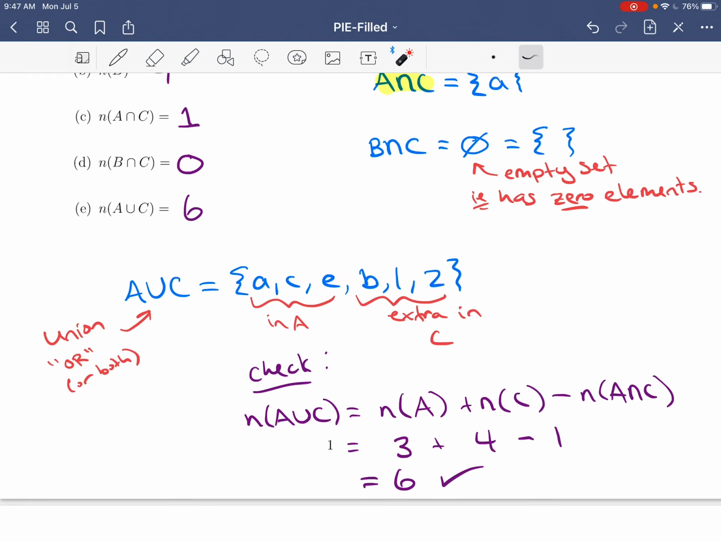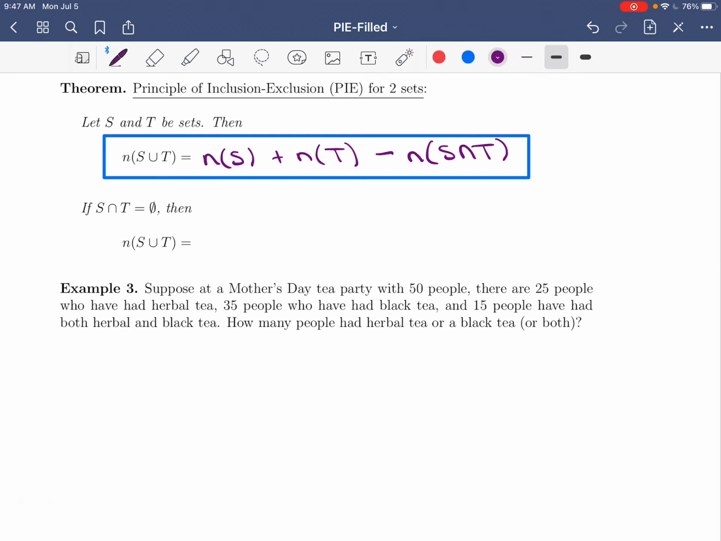Now I wouldn't remember this as a different formula, but there is a case. So what happens when the intersection is empty? Well, if S intersect T is the empty set, so if we're in that case, then the number in S intersect T is 0. Okay, so the formula reduces to just n of S plus n of T. Okay, so that's only if the intersection is empty, so if they have no elements in common. Okay, so let's see this in action.